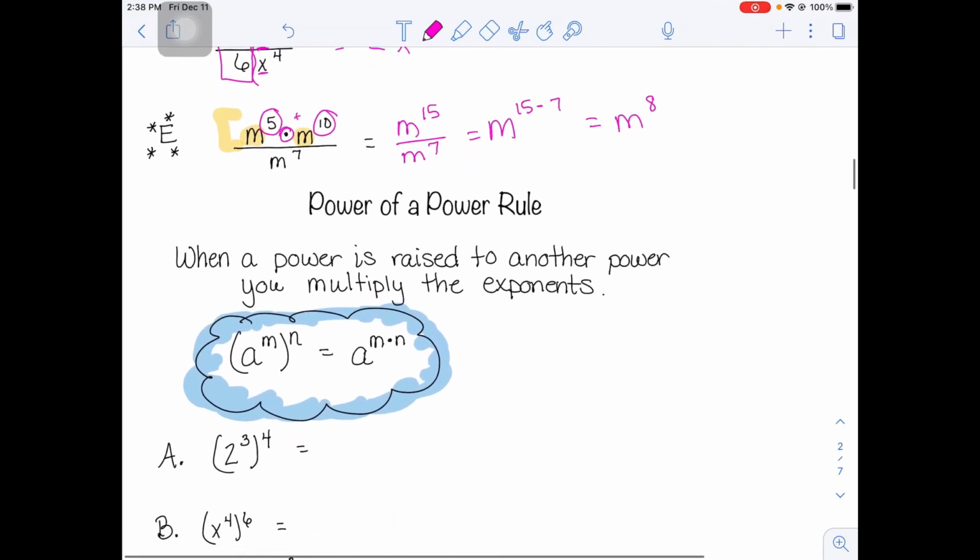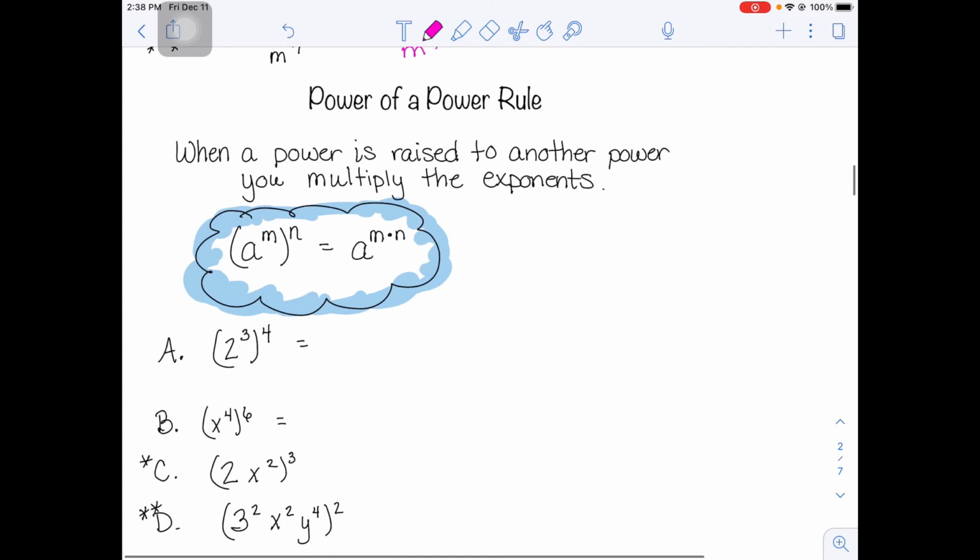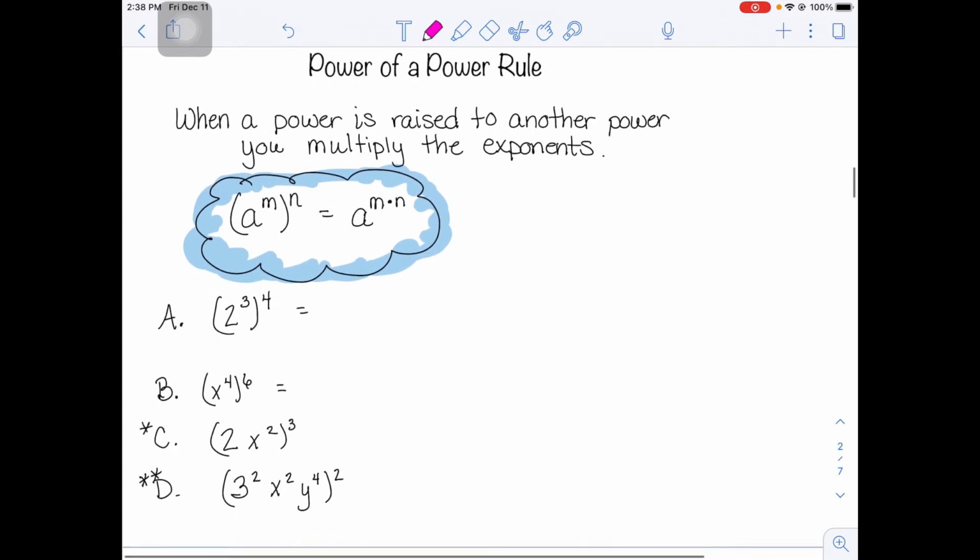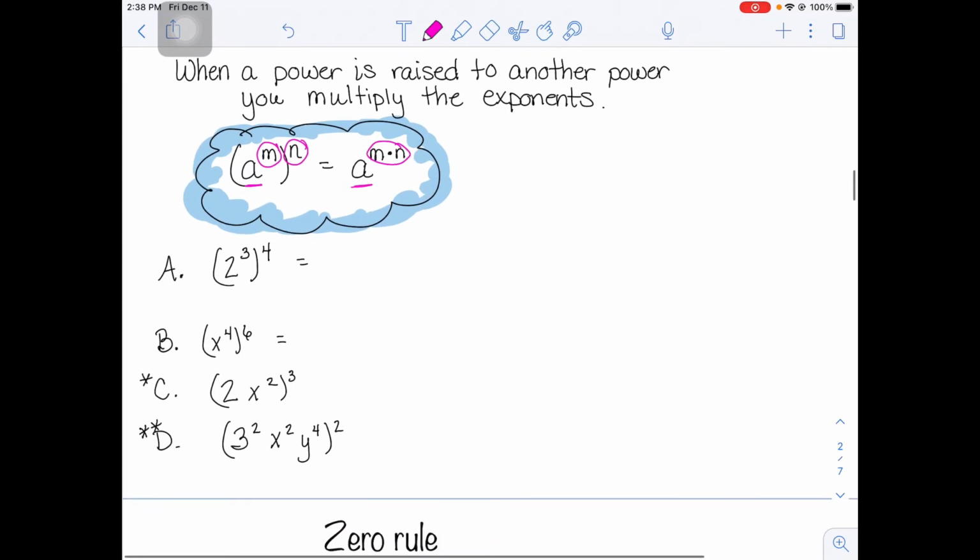All right, now our next rule is a power of a power rule. This is when a power is raised to another power, then you multiply the exponents. So we have a power of a, and it's raised to an exponent of m, and then the whole thing is raised to an exponent of n. So we actually multiply m times n, and we keep the base. So here's some examples with just numbers to start.